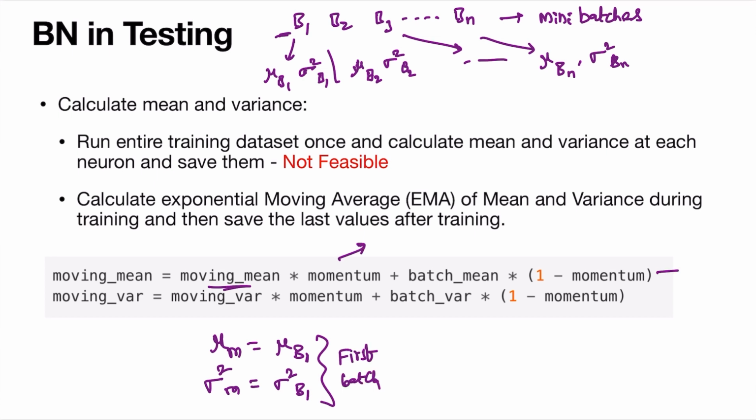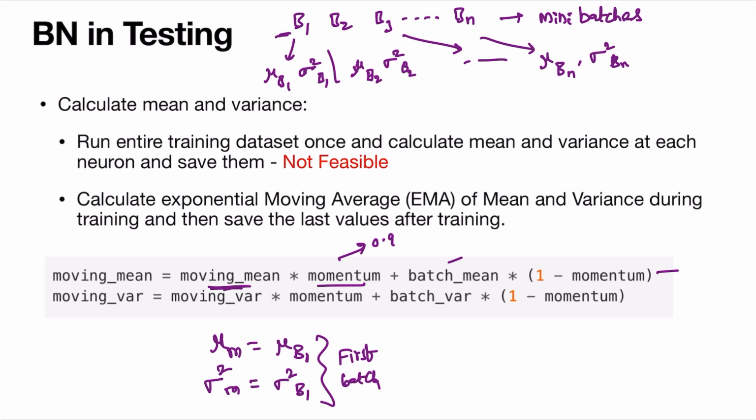This is a momentum term. It gives the weightage of how much weightage we need to give to the moving average so far, and how much weightage we want to give for the current batch. This momentum value actually takes that weightage. Usually this is kept as 0.9 in most of the implementations.